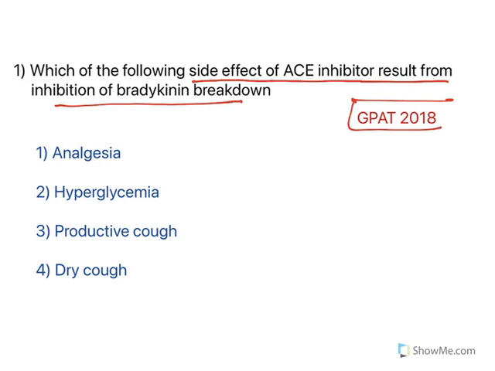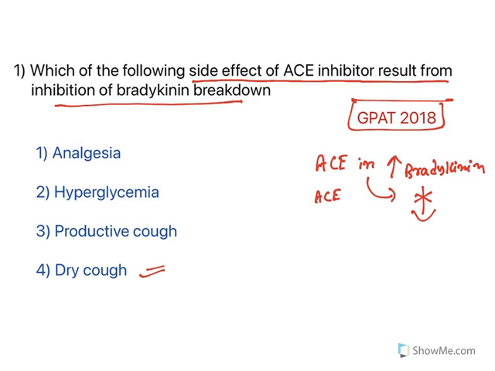This was given in GPAT 2018. ACE inhibitors, angiotensin converting enzyme inhibitors, will inhibit angiotensin converting enzyme, and bradykinin breakdown is also inhibited. Bradykinin has a lot of responses. It causes vasodilation, it causes dry cough. So when bradykinin metabolism is reduced, bradykinin levels increase and it causes dry cough.